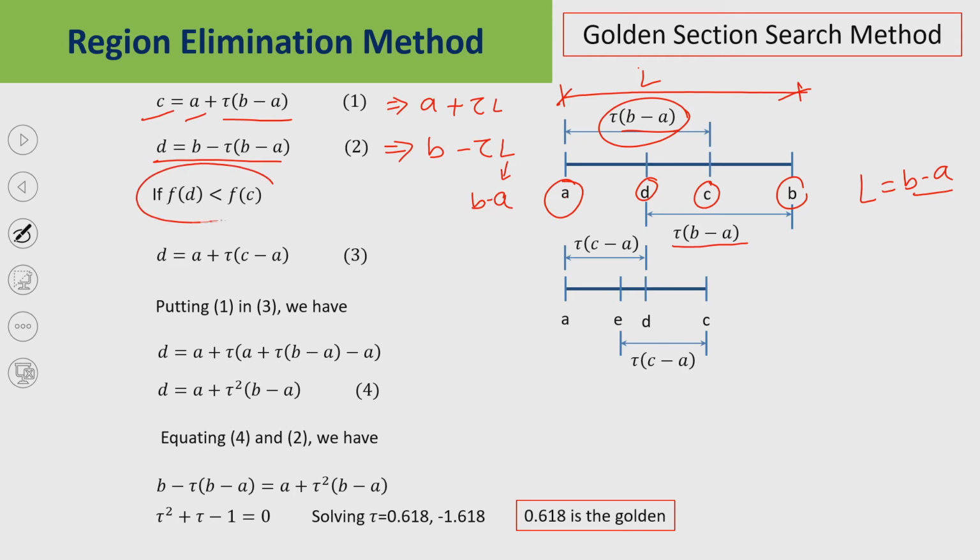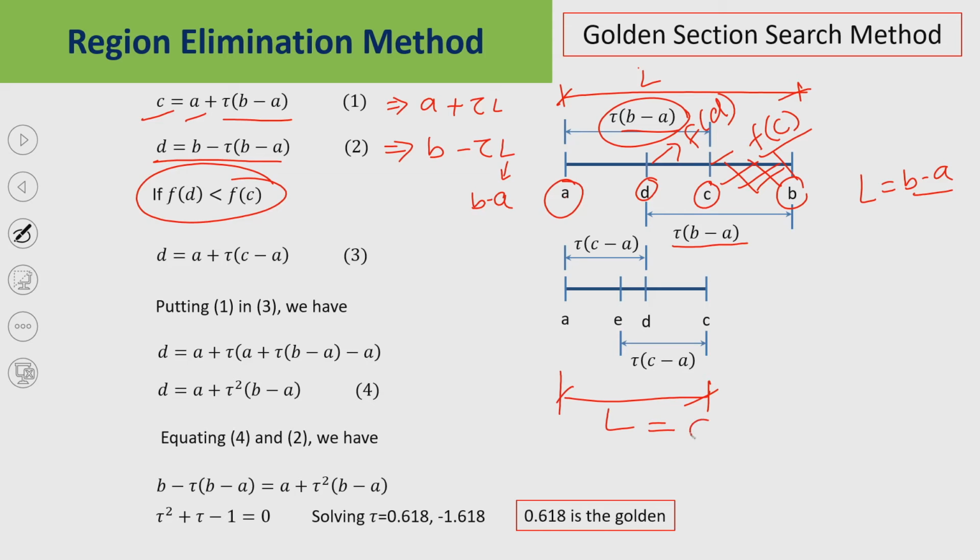Now, if suppose this condition is true, that is F D is less than F C, that means F C is greater than F D. So, this is F C, and if I calculate F D, so F C is greater than F D, that means this particular area will be eliminated. Okay. So, therefore, once you are eliminating, so you are getting this new L. Okay. Now, what is this new L?